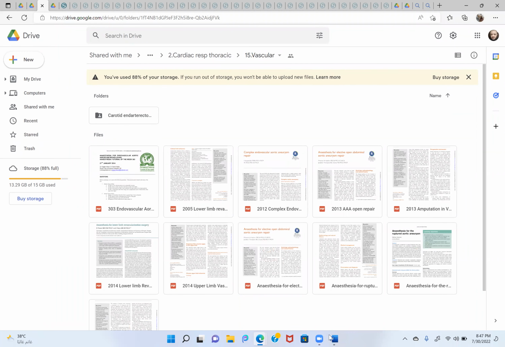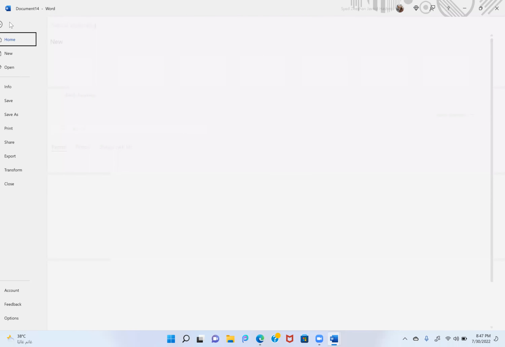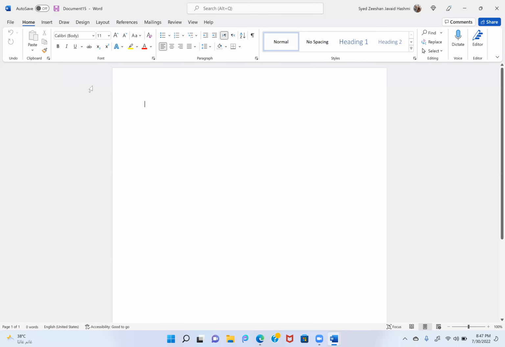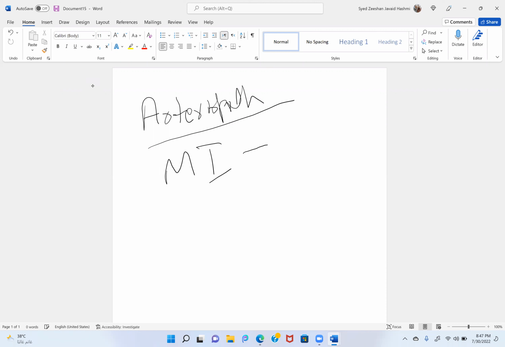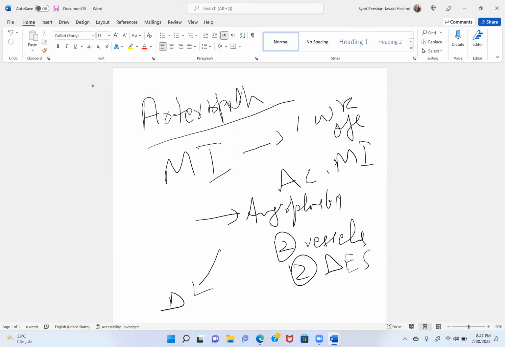Yes, before I finish, I will just take a minute for a small scenario. A patient, an arteriopath, a patient with atherosclerotic disease, had an MI 1 week ago. So it is an acute MI. This patient had angioplasty for 2 vessels, 2 drug-eluting stents were done, and the patient is on dual antiplatelet therapy.